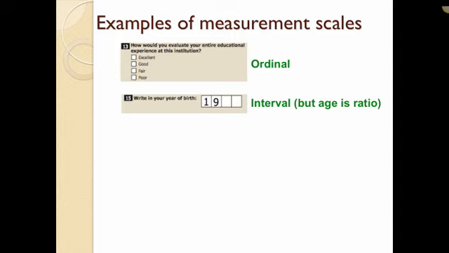Because you can be 1 year old, you can be 22 years old, whatever, and there's an order from youngest to oldest, and the interval between categories is equal, right? 1 year, from 1 to 2, 2 to 3, that's all 1 year, but it's possible to be 0 years old, right? So that would be a ratio scale, because 0 is meaningful in age, but it isn't meaningful in year of birth. So hopefully that makes sense. It's kind of tricky and complicated.